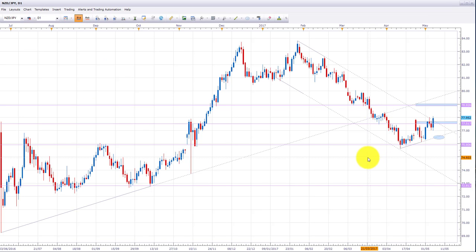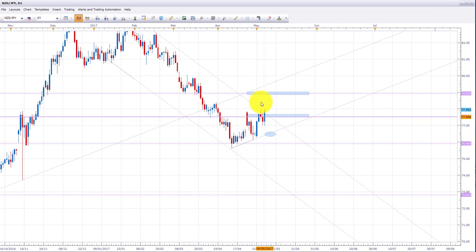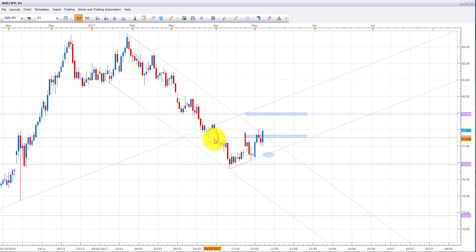New Zealand Japanese yen. New Zealand Japanese yen, similar to the CAD yen, it was sitting at this area of resistance and also this downward sloping trend line, so we had a confluence here.